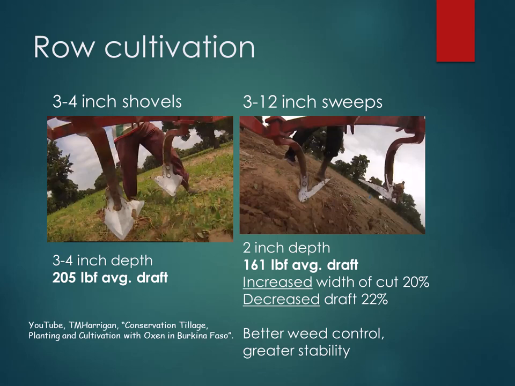He removed 2 of the 5 shanks to reduce residue plugging, but this reduced full width root cutting and weed control. He then ran the 3 shank cultivator deeper to increase the volume of soil thrown to bury uncut weeds. But increasing the depth of cultivation increased the average draft to 205 pounds force, equivalent to his 8-inch moldboard plow.